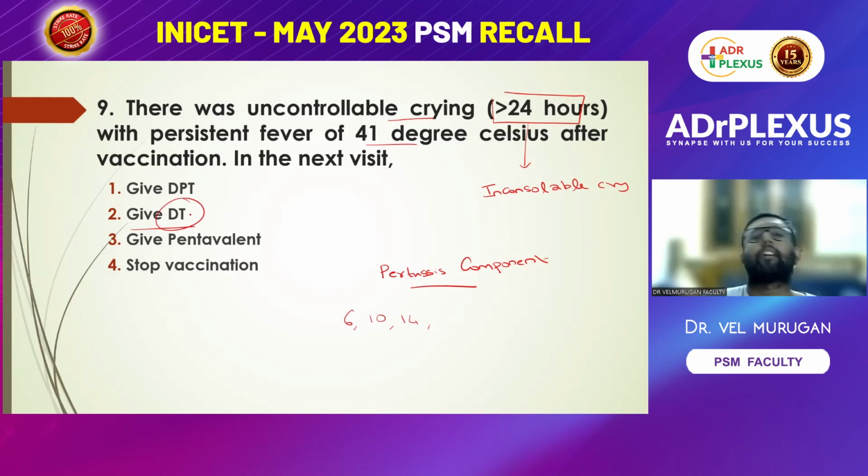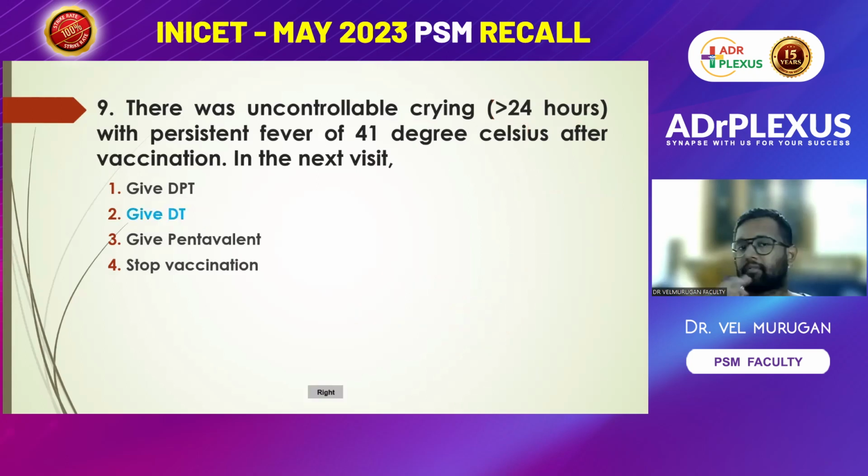Better you can go for DT. Usually we give the first booster, DPT, then we give the second booster. While giving the first booster, if there is an inconsolable cry, then the next time, instead of DPT, you can give only DT, because it is the pertussis component which is causing this. It causes mainly severe neurological complications or sequelae. So mainly avoid the pertussis component.